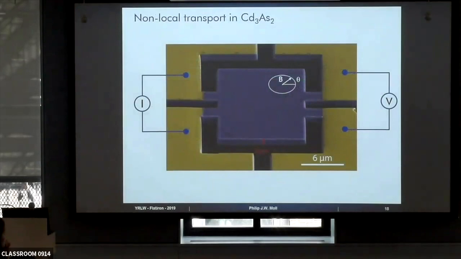So here you see a structure from cadmium arsenide. Basically, it's supposed to resemble this. That's what I do, cut stuff with the focused ion beam to make these types of experiments. So now we want to source current here, measure voltage on the other side, and we expect to see nothing until the Adler-Bell-Jackiw effect hits in and we see our negative magnetoresistance, or negative signal on the other side.